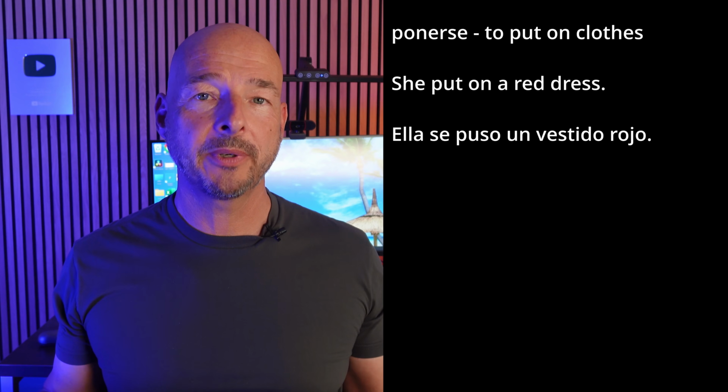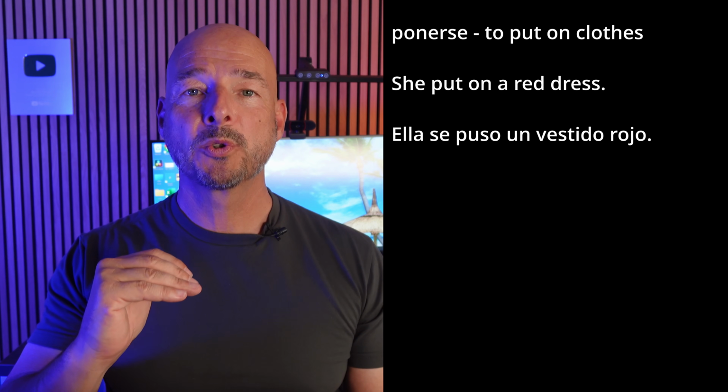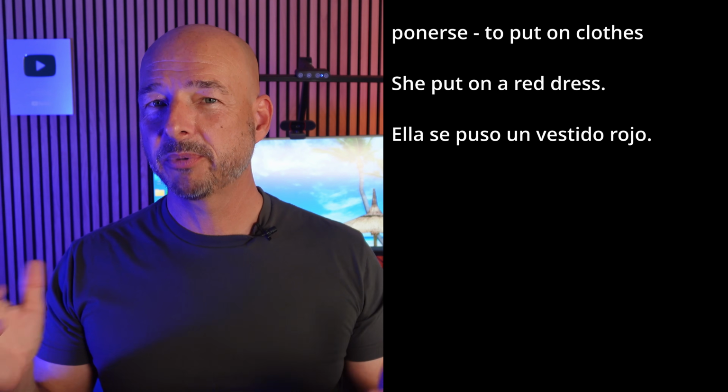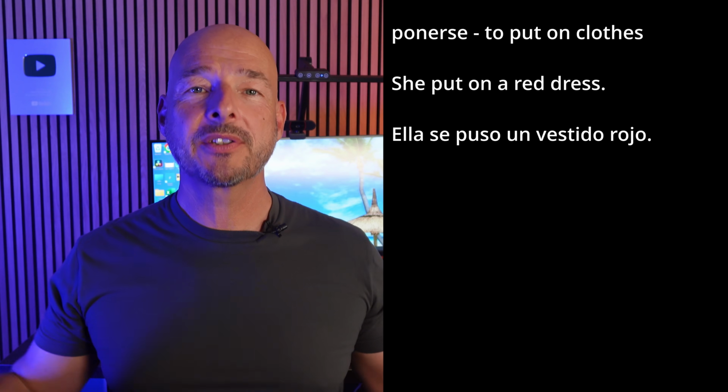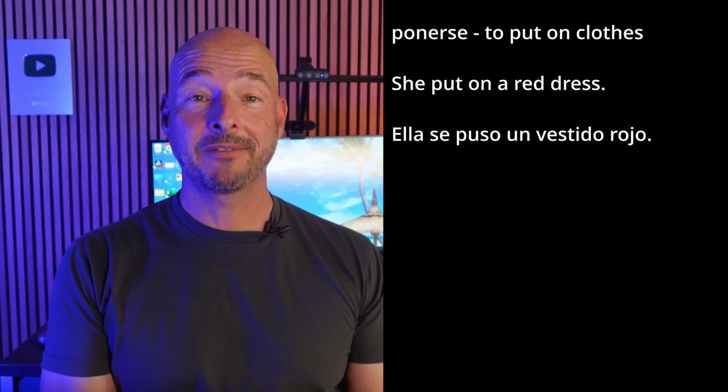All right, let's talk about ponerse to mean to put on clothes. And this is the verb you're going to use. Since we're already kind of playing with that pronominal form anyway, this should be easy, right? She put on a red dress. Ella se puso un vestido rojo. It's pretty straightforward. Now, let's play with this a little bit with the command forms, all right?